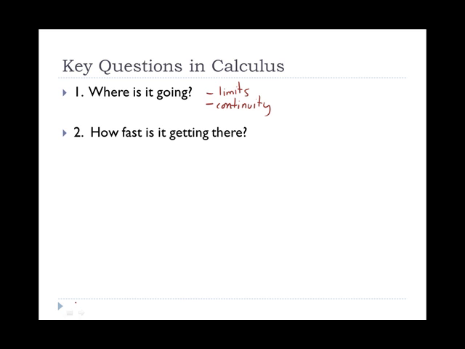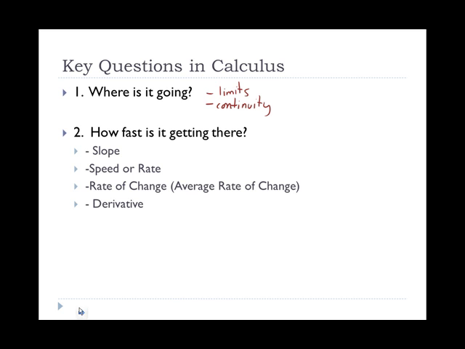Now we've already talked about the answer to this question when we studied algebra. When we ask how fast something is going, we've talked about the fact that that is the slope, because slope is a rate of change. It is a speed or a rate. And so all of these things actually mean the same thing. So instead of using the word slope or rate of change, we could have used the word derivative.